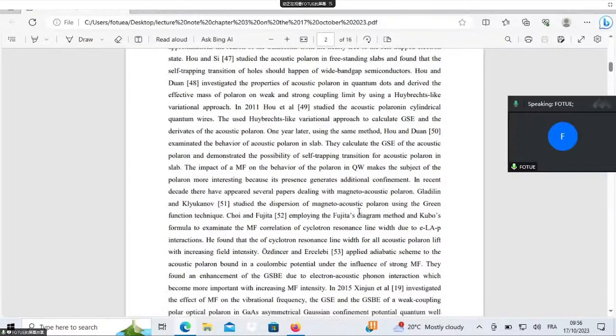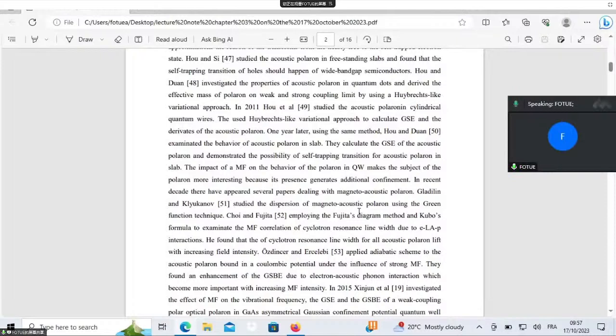So the impact of the magnetic field and the behavior of the polaron in the quantum world make the subject of the polaron more interesting, because the presence of this magnetic field is equivalent to adding another confinement. We have already presented and proved that adding a magnetic field in the system is equivalent to enhancing the confinement. So as we know, we highlighted the effect of the confinement. It means that adding the magnetic field in the study will highlight the study and also make it resemble reality, because a system cannot work without being exposed to some field, for example the magnetic field.